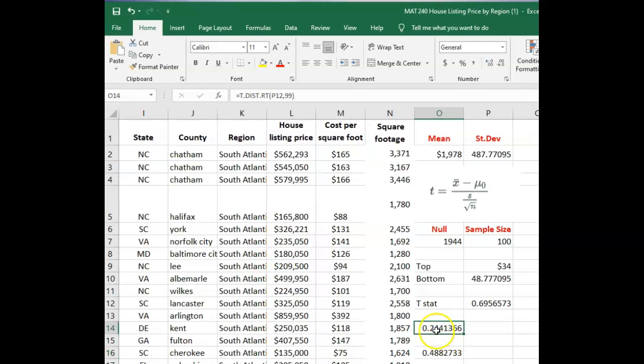I have no proof that my region has a higher square footage average than the national average. I said I left this here for a reason. Look what you get when you multiply that by 2. I'm going to multiply that by 2. And so now you can kind of see where the two-tailed calculation is coming from. You just double what the one-tailed calculation is for the probability.